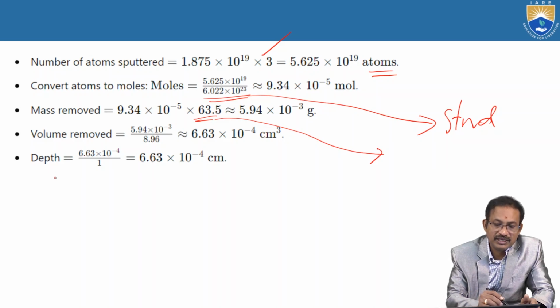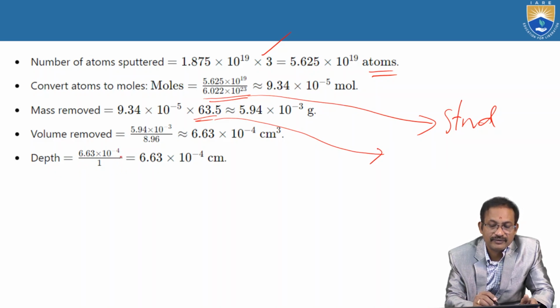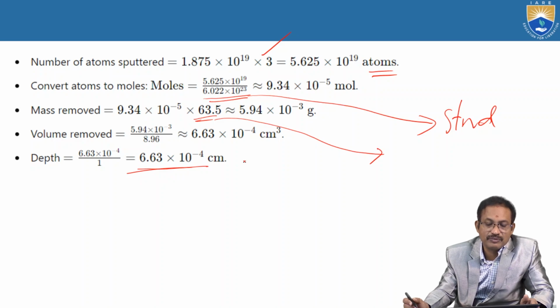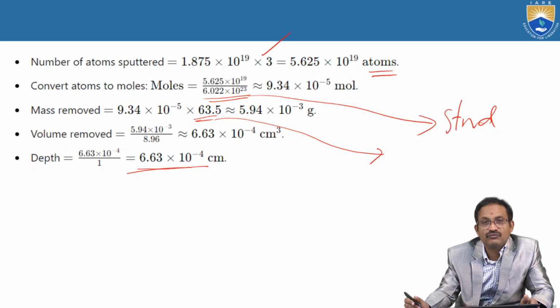So depth equals 6.63 into 10 power minus 4 divided by 1. So finally this value is 6.63 into 10 power minus 4 centimeters.